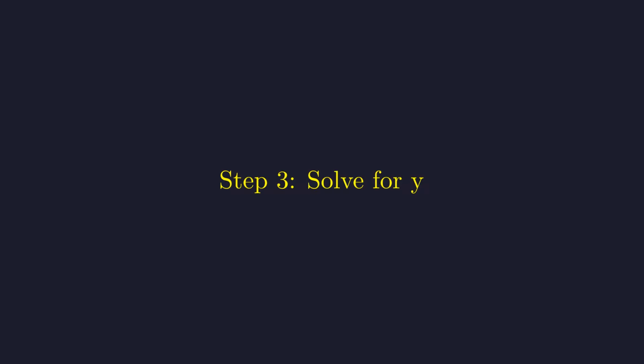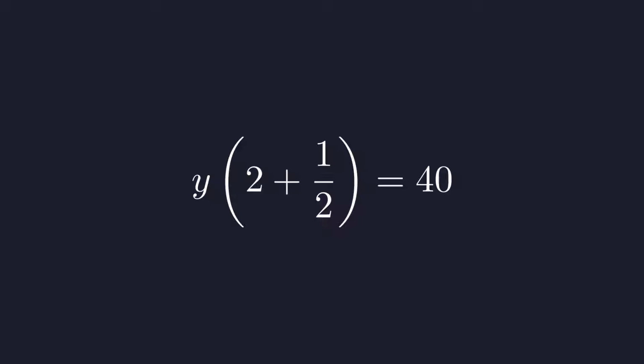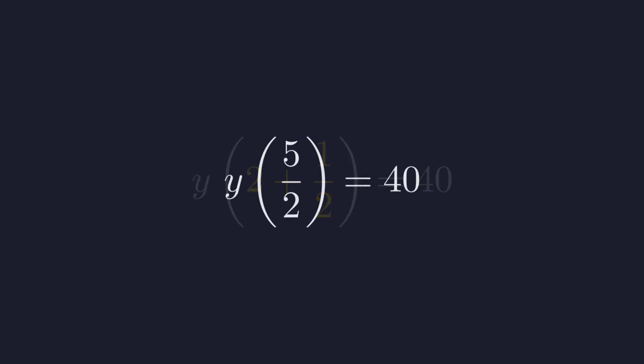Now we just need to solve this much simpler equation. This is basic algebra at this point. So we have 2y plus 1/2 y equals 40. Let's factor out the y from both terms on the left side. So we get y times the quantity 2 plus 1/2. And 2 plus 1/2 is what? 5/2. So now we have y times 5/2 equals 40.